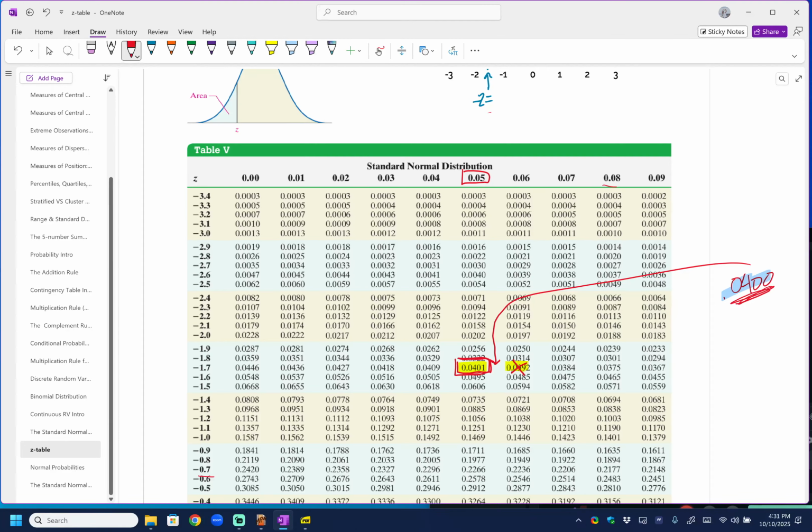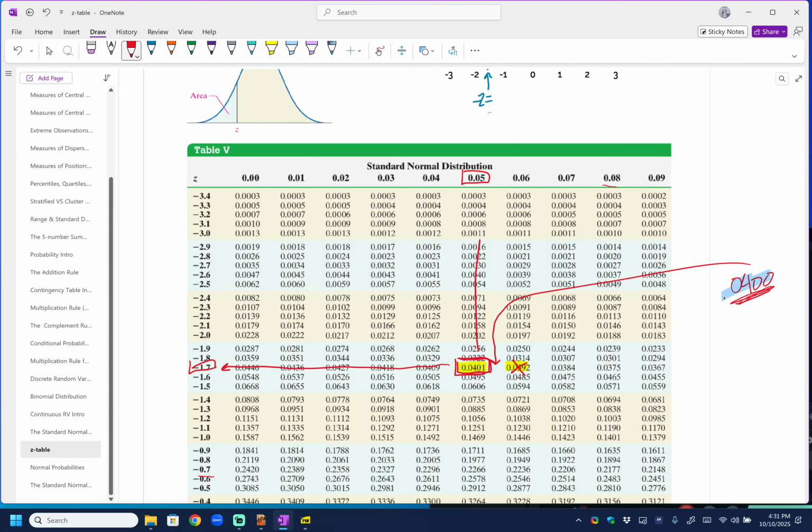and we need to find the z-score associated with this value. Now remember, when we were finding the area value itself, we ended up coming in and down. So now we have to just do the opposite. We have to go the opposite direction. So we now want to go along this line to negative 1.7.